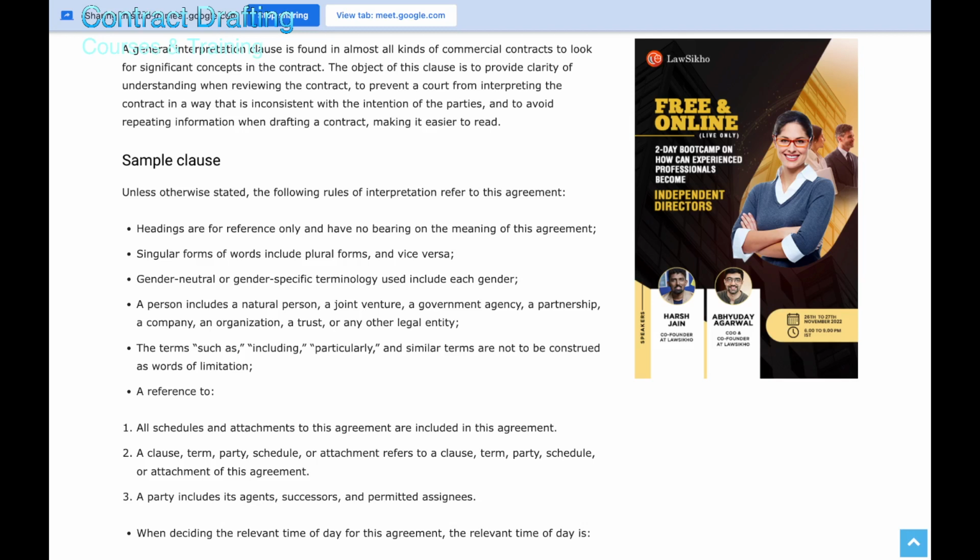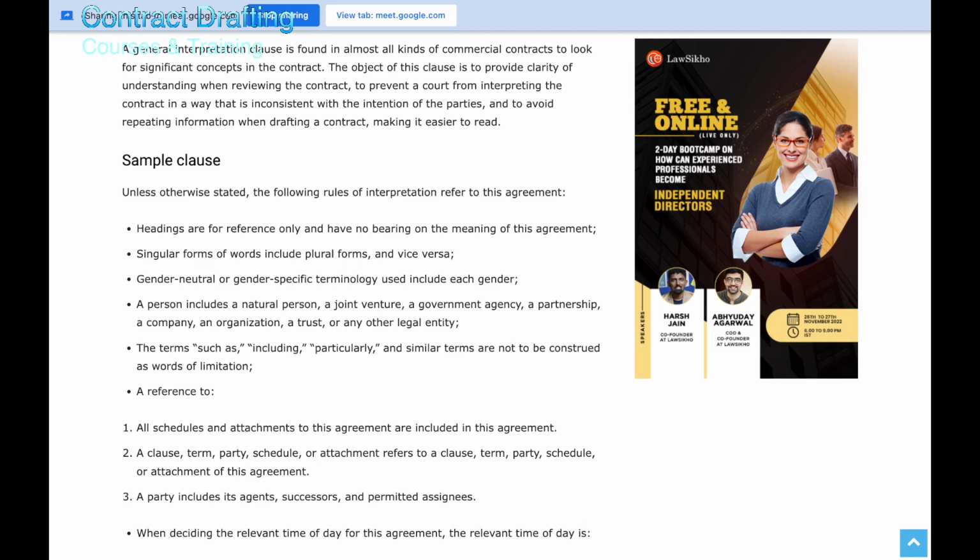Then there is: singular forms of words include plural forms. By mistake you may use a singular form of a word instead of plural, so to clarify, singular includes plural. Gender neutral or gender specific terminology includes each gender. So if you are using a gender neutral word like it or they, then that refers to he and she also.